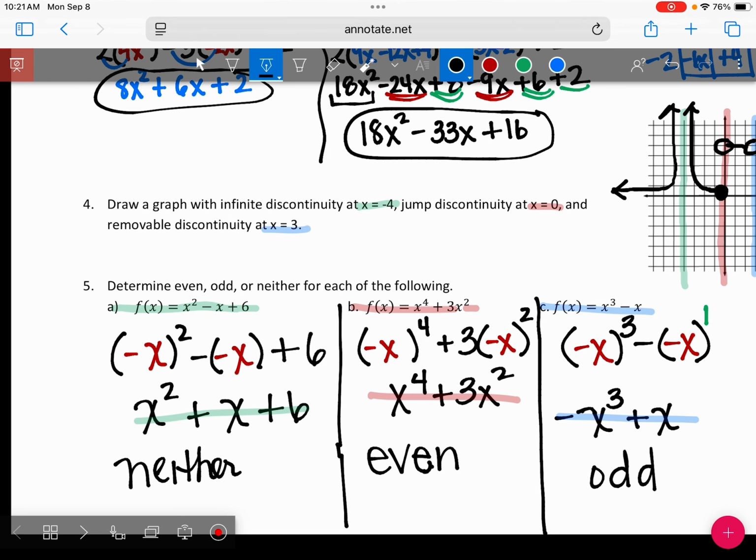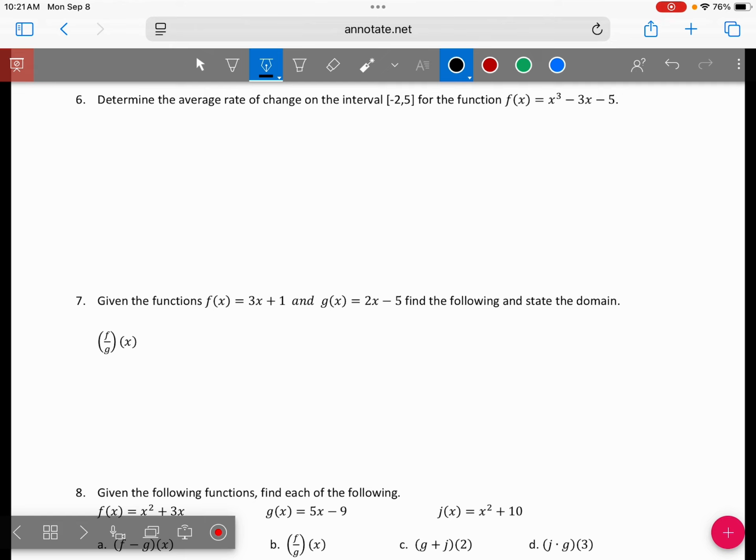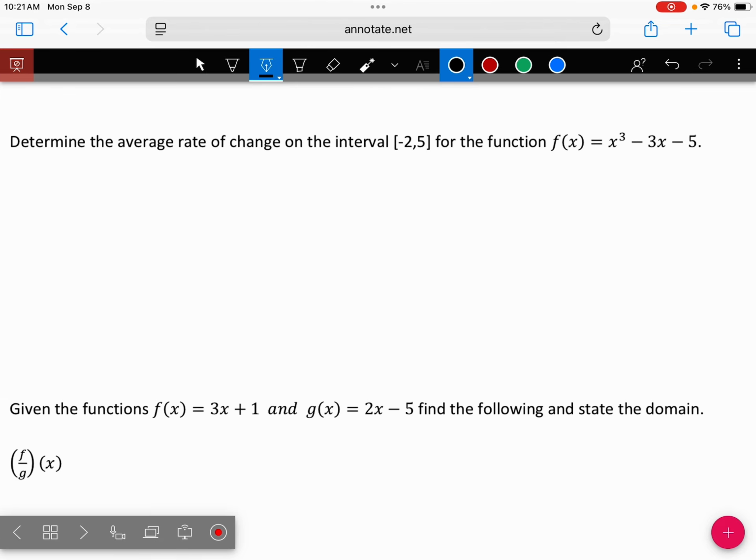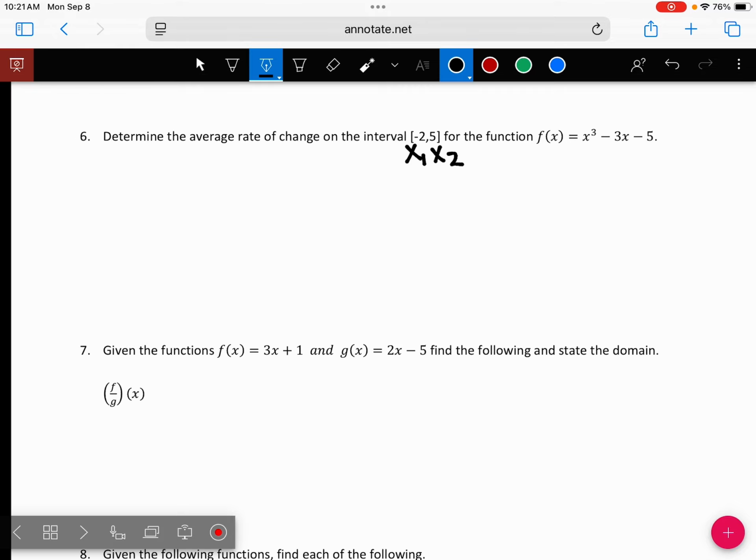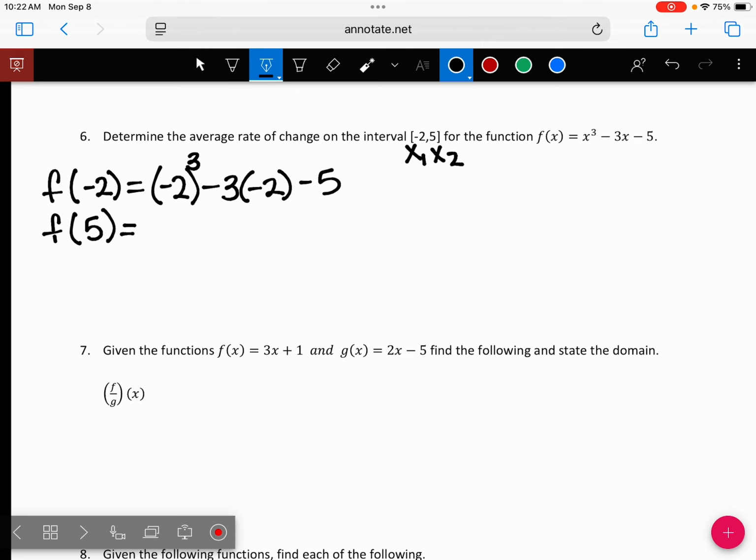All right, so let's look at question 6. Determine the rate of change on the interval. So both of these are my x values. This is x1 and this is x2. Your very first step would be to substitute in both of these x values. Now, I would personally, at this point, pause the video and try to work it out on your own to see if in the end you get the same answer that I am going to get. So that would be my recommendation.